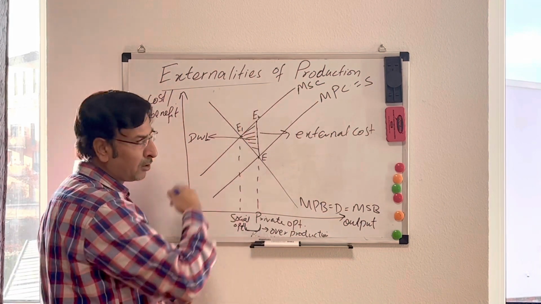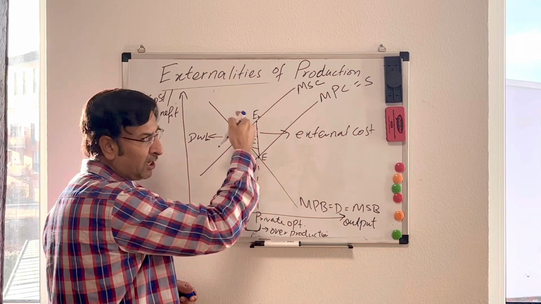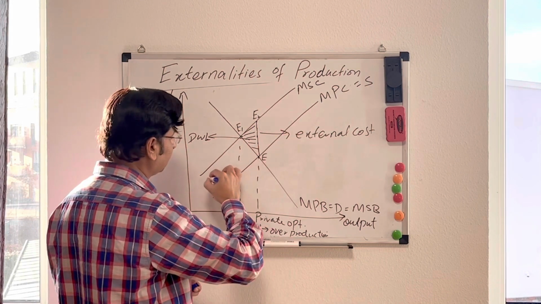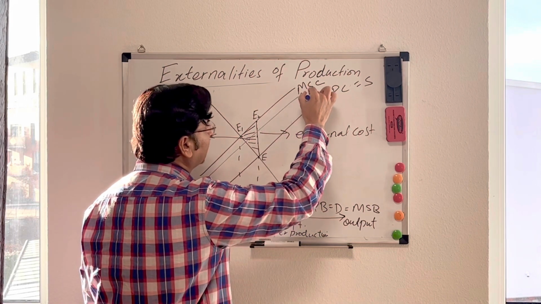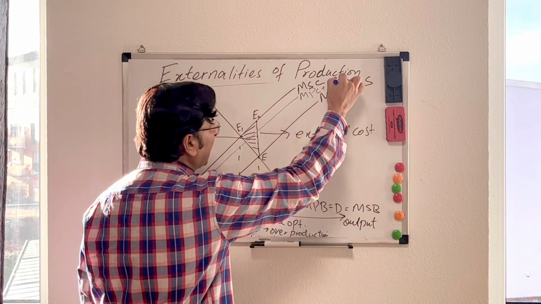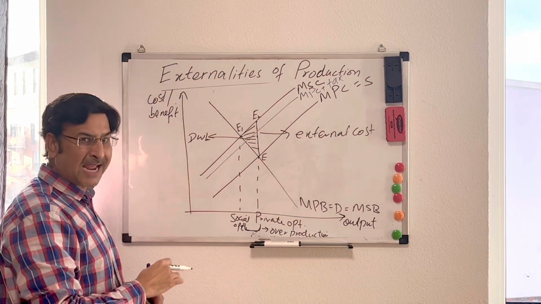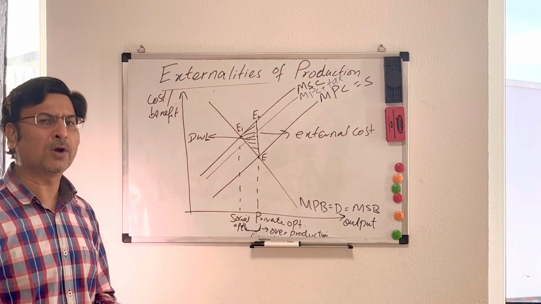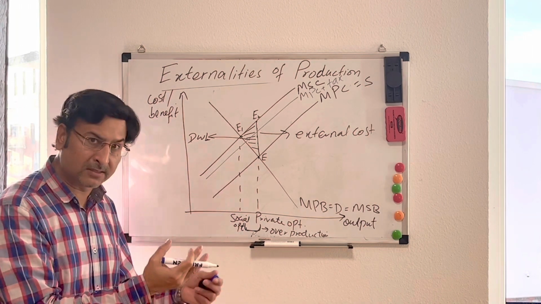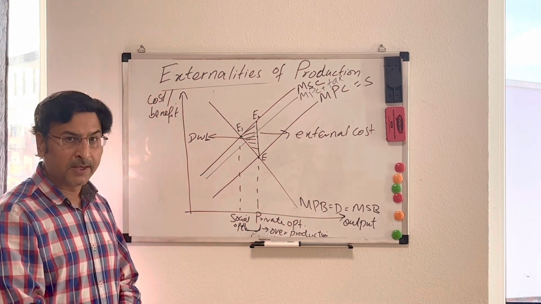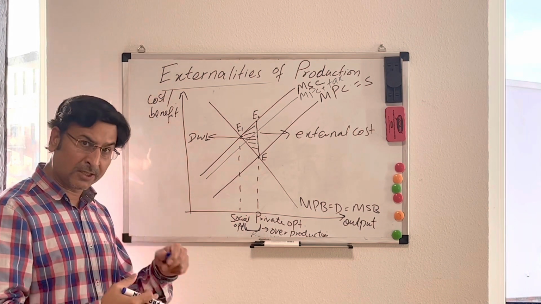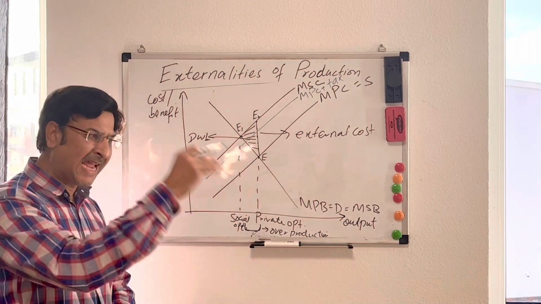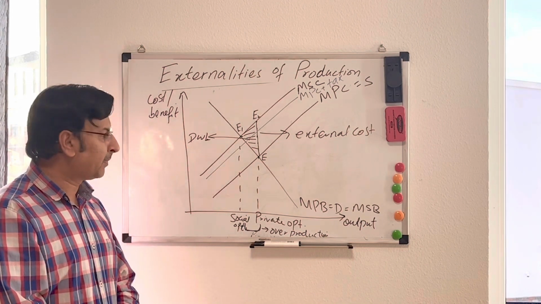But since it's a parallel shift, you may not see the change here. And if you want to see a change, I'm going to just shift marginal private cost up to this extent. That means the government did not impose the tax equal to the negative externality. And in reality, it's really hard to know how much externality is caused by each and every firm. So this is why it's difficult to mathematically calculate the real tax on those suppliers.